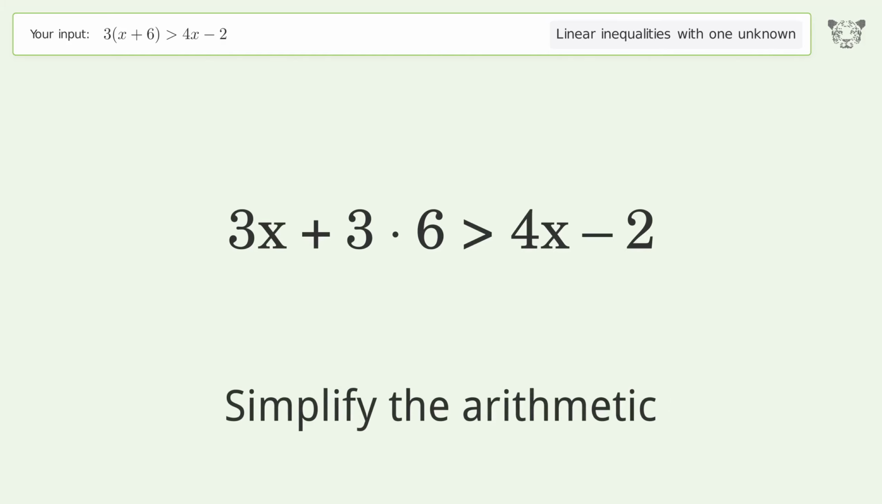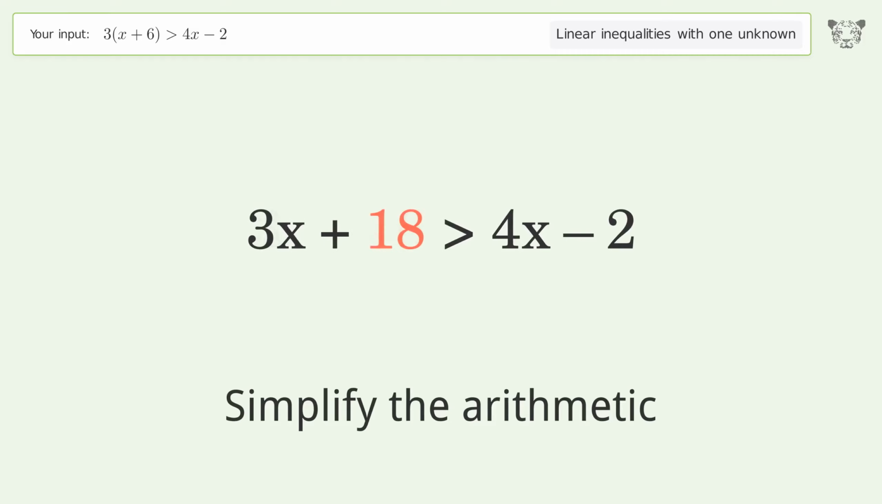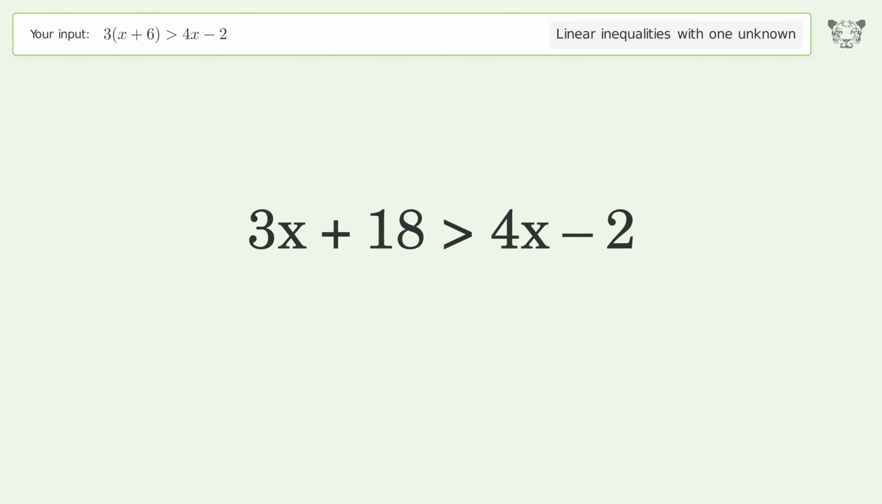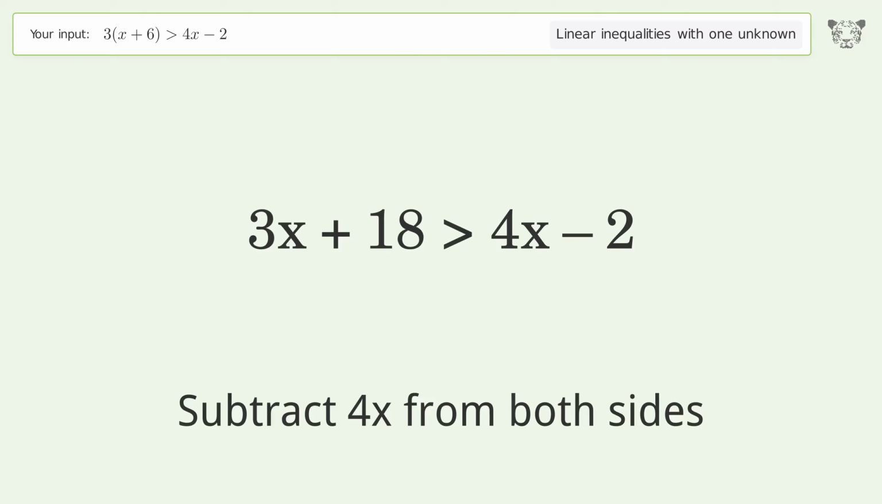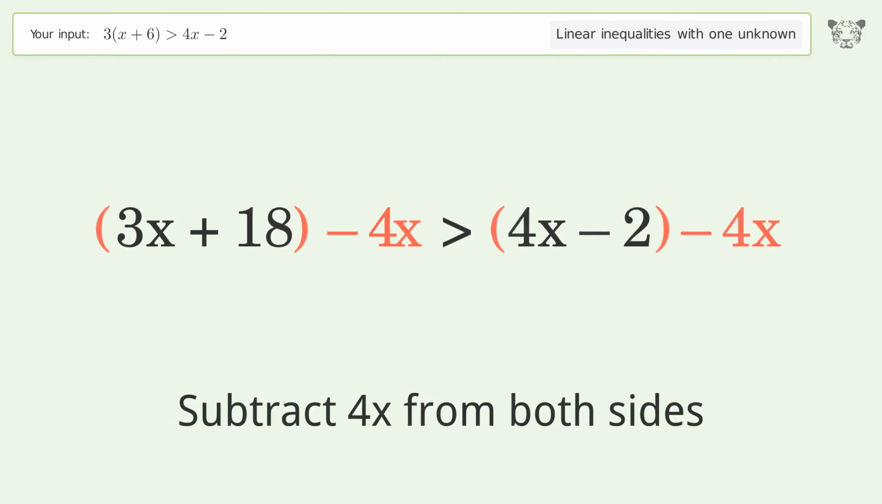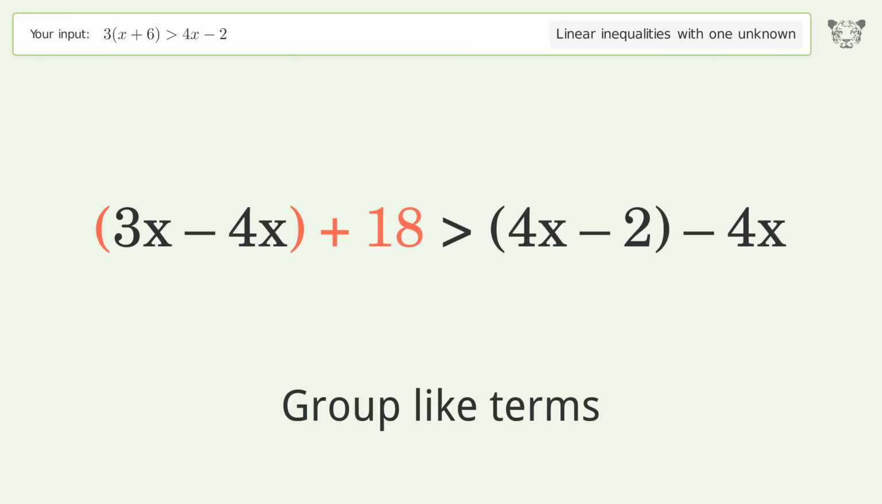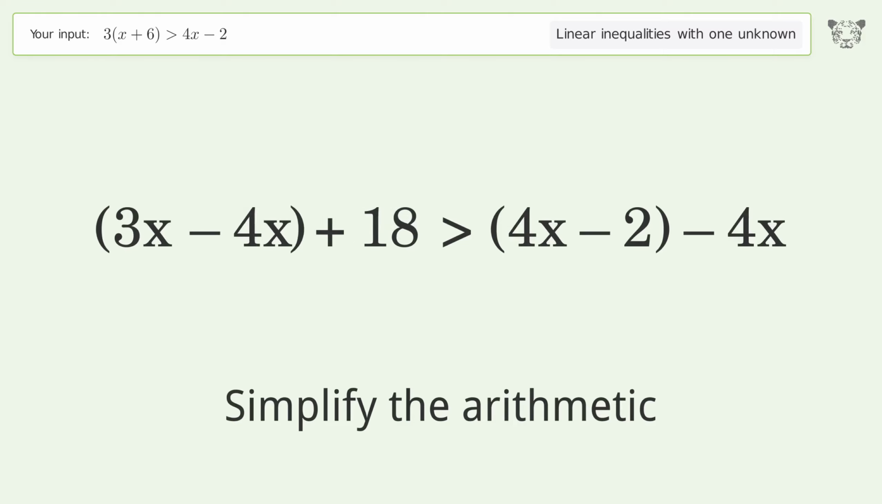Simplify the arithmetic. Group all x terms on the left side of the inequality. Subtract 4x from both sides. Group like terms. Simplify the arithmetic.